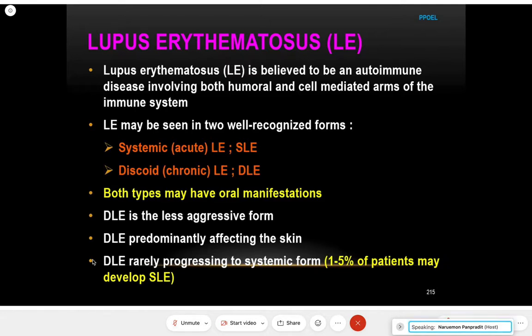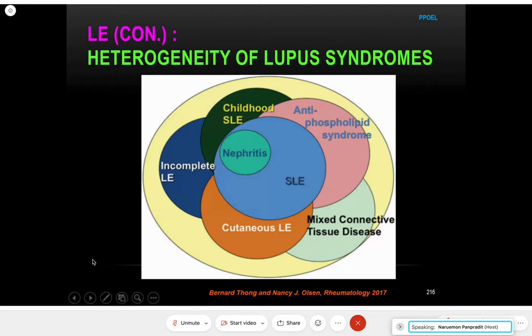I understand you learn a lot and cannot think of everything and link it together. But this is an idea for today's lecture, that you have to try to connect and synergize from your other lectures. Okay. So for LE, there is heterogeneity of the lupus syndrome.